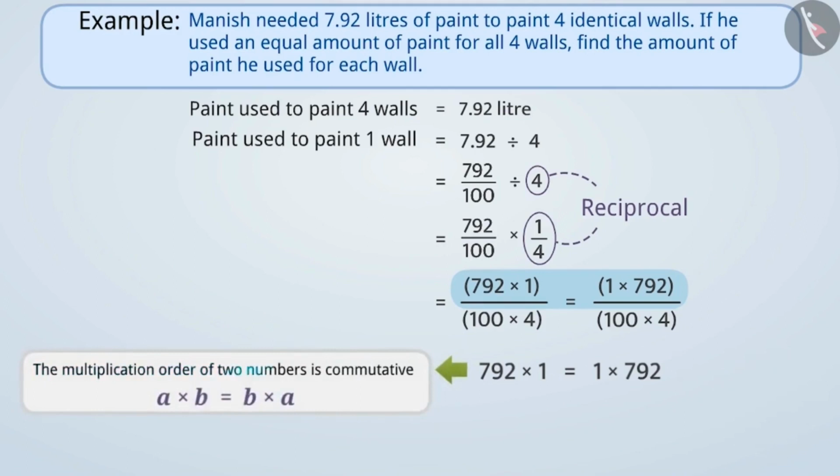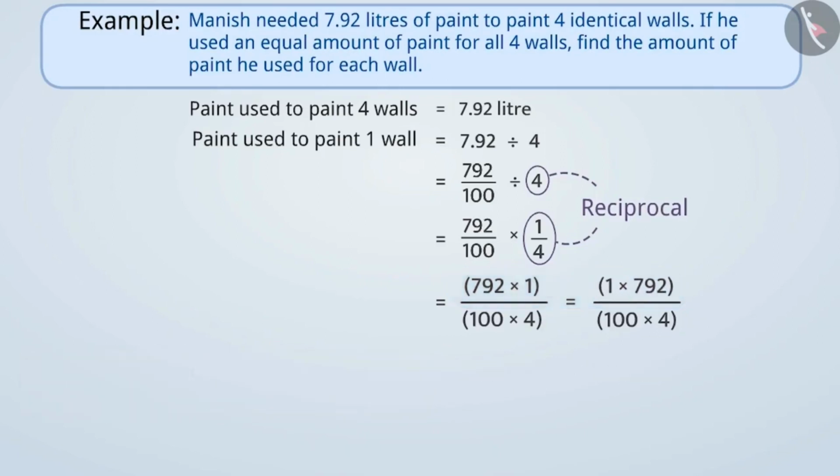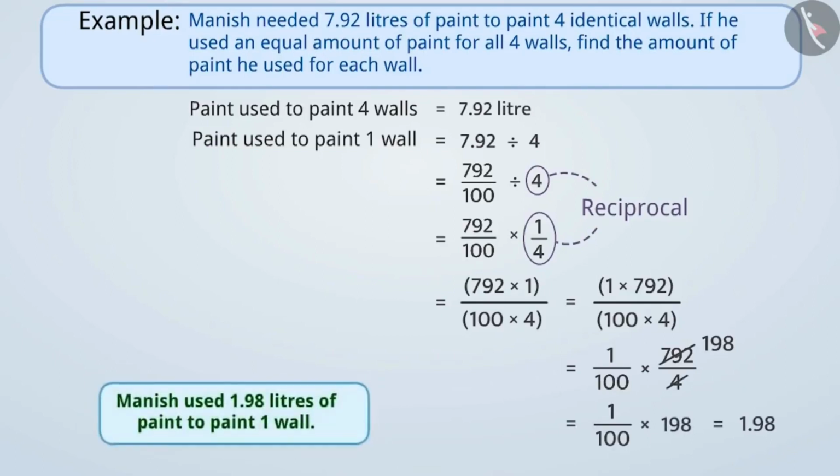Because the order of multiplication of two numbers is commutative, which means it can be done in any order, 1 by 100 into 792 by 4 can also be written as 1 by 100 into 792 by 4. Dividing 792 by 4 will give the result 198, and 1 by 100 into 198 is equal to 1.98. So we can say that Manish used 1.98 liters of paint to paint one wall.